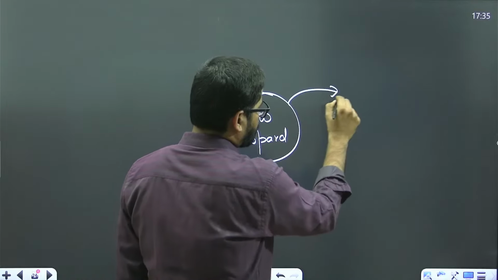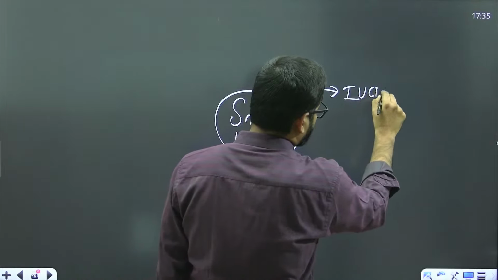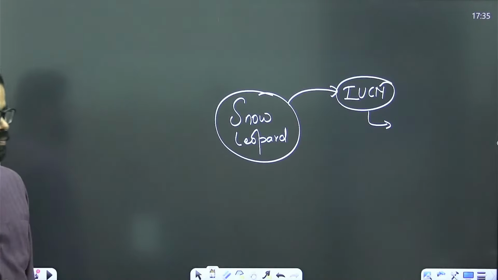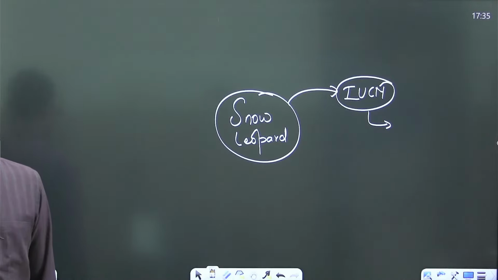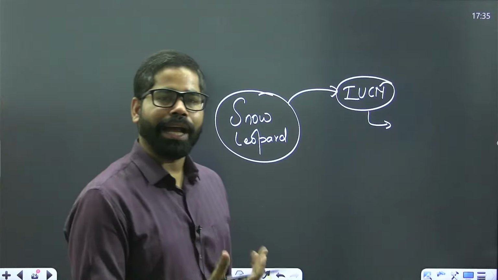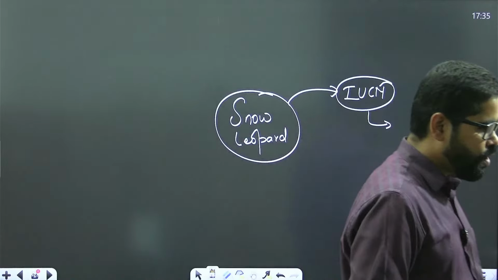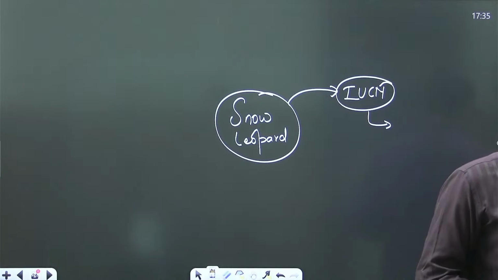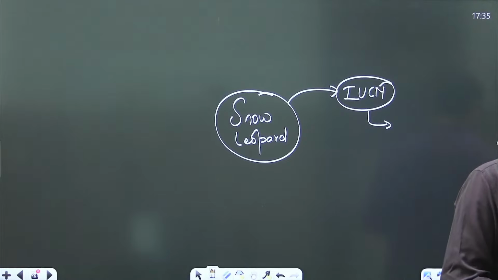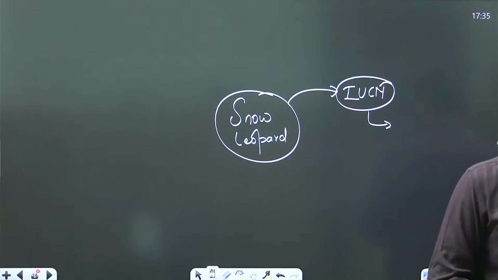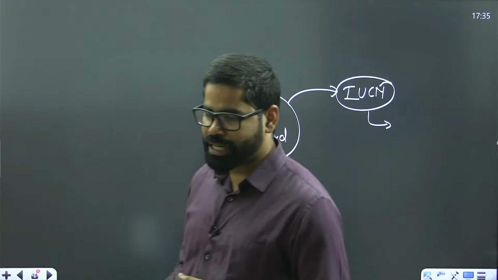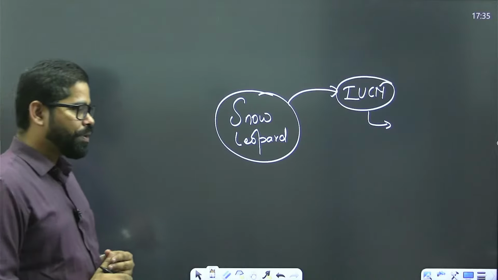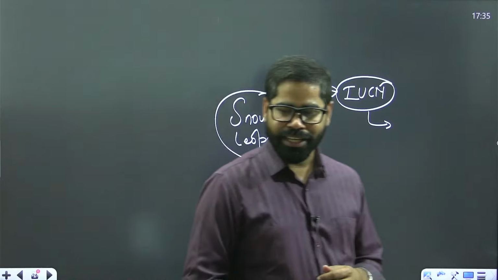Now, if we look at this snow leopard, can you tell me what is the IUCN status of this? International Union for Conservation of Nature. What is the IUCN status of this snow leopard? Anyone? Is it going to be vulnerable? Is it going to be endangered?